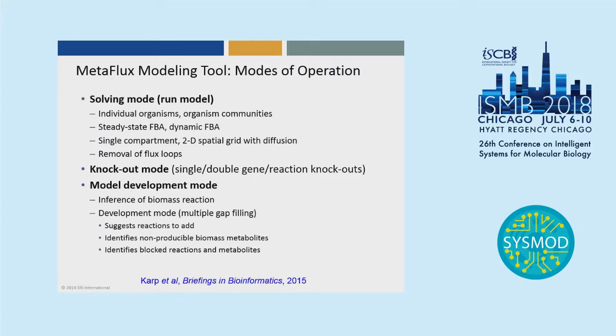It also has a knockout mode, which is essentially running the same model over and over again with different genes or reactions knocked out. And finally, it has a model development mode, which is where the gap filler tool exists, and it will not only suggest reactions to add, but it will identify, even if you add as many reactions as possible, it's still possible to have some biomass metabolites that can't be produced. The tool will identify which ones those are, and it will also identify which are the blocked reactions and the blocked metabolites that may be preventing production of some biomass metabolites.